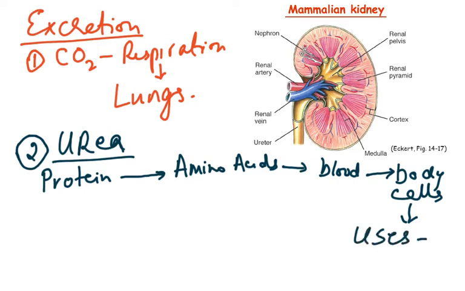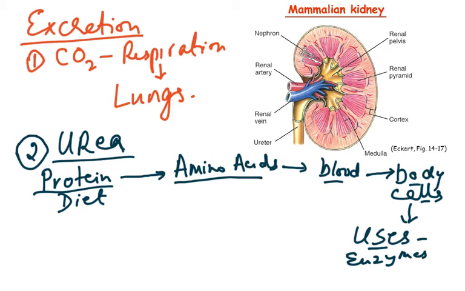Now the protein in your food is digested to amino acids. Amino acids enter the blood, are carried to the body cells, and are used to make enzymes, to make hormones, to make structural proteins. But here comes the important part, which is that excess amino acids cannot be stored.